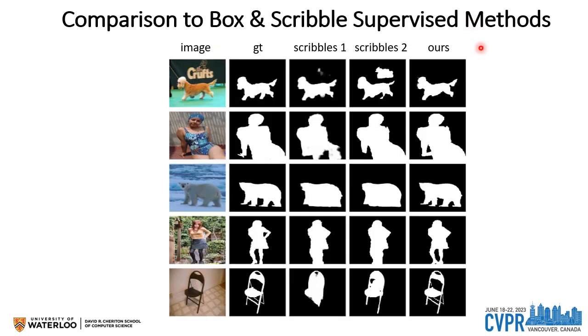Here we provide a visual comparison of our method to 2 prior works that use a stronger form of supervision, namely scribbles. Notice that we extract object shapes better, and this is due to directly using CRF loss for supervision.